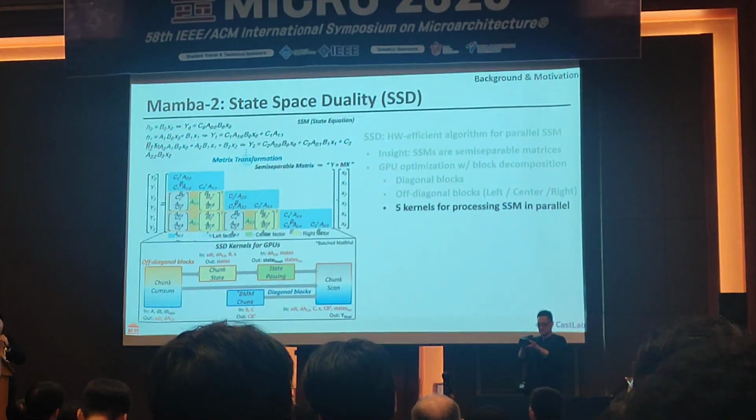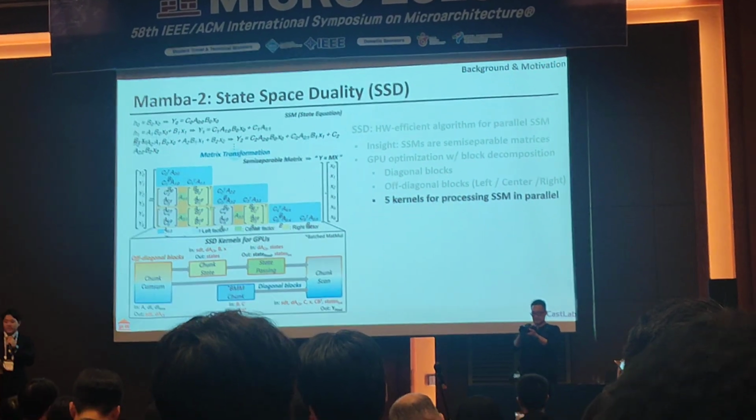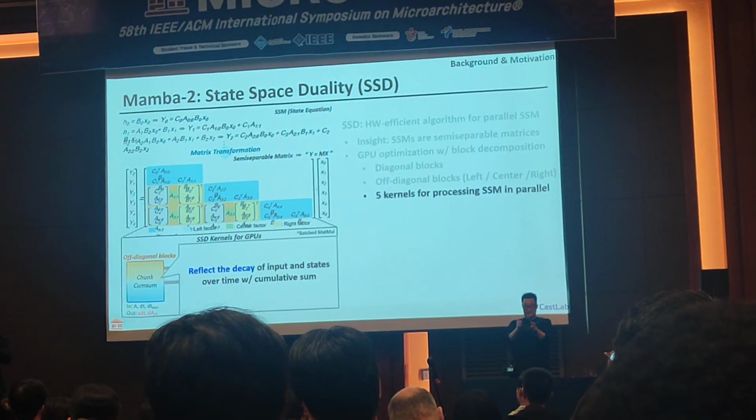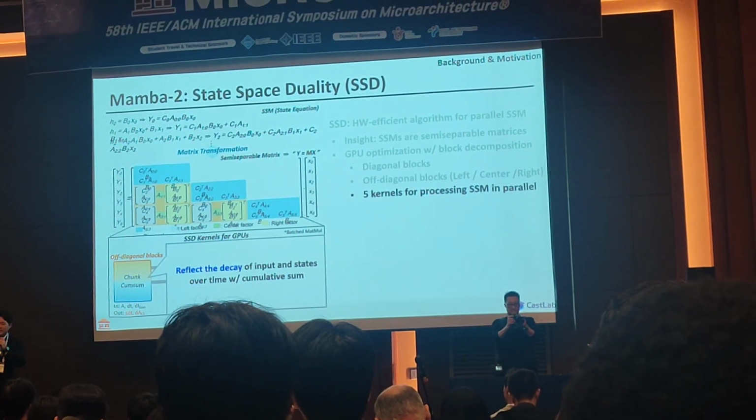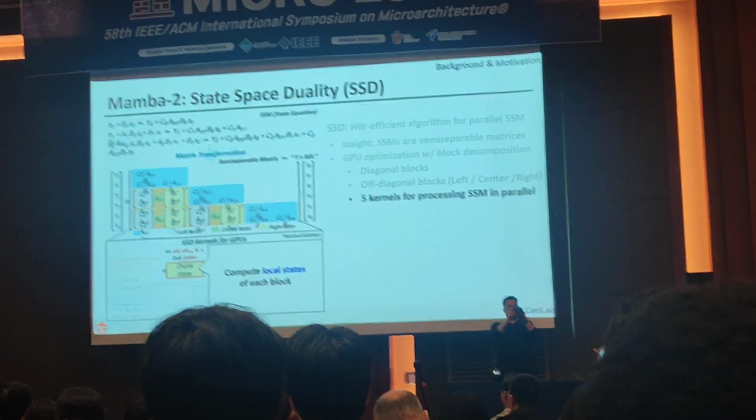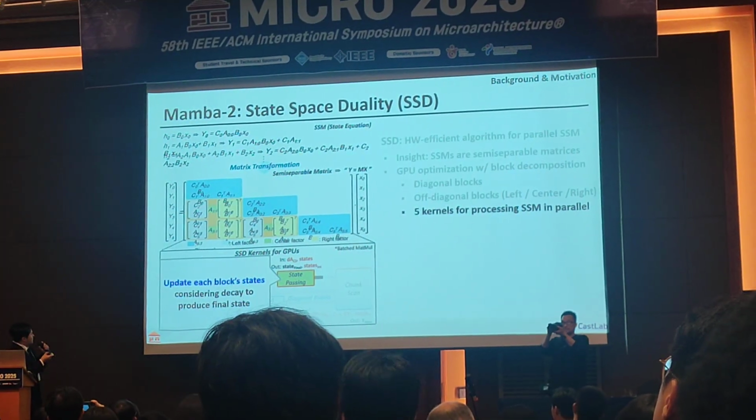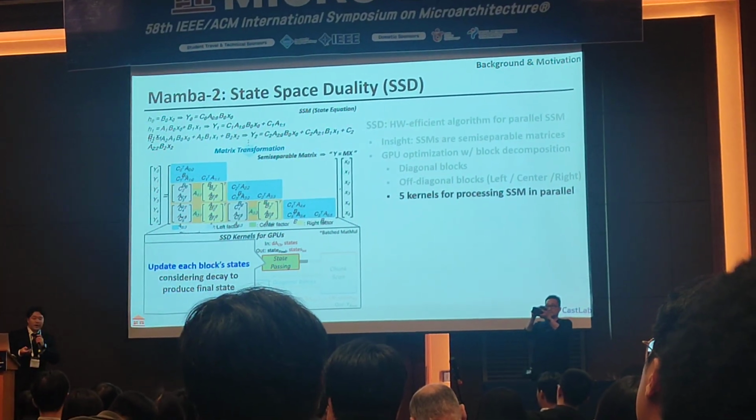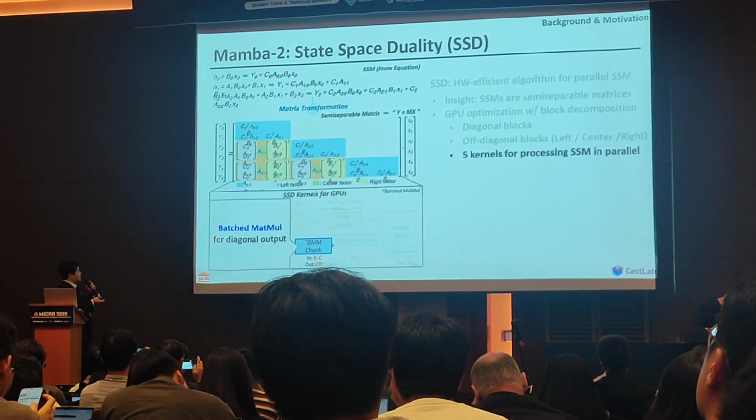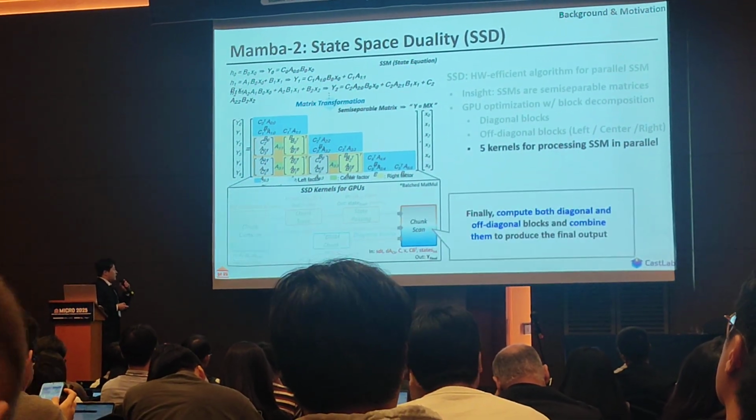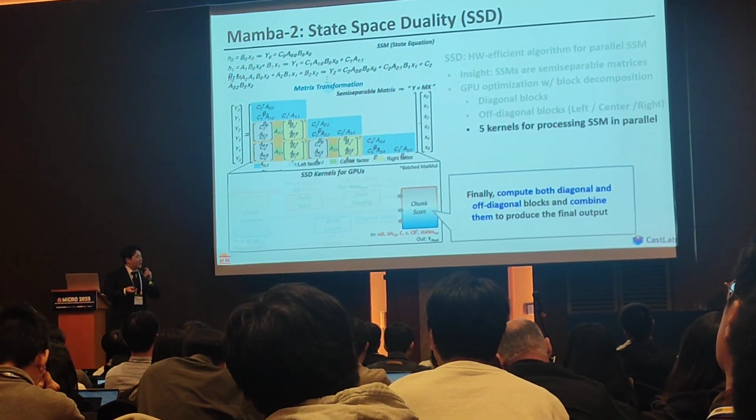For processing diagonal and off-diagonal blocks in parallel, SSD is implemented using 5 GPU kernels. First, the chunk cumsum kernel reflects the decay of input and states over time with cumulative summation. Second, the chunk state kernel computes local states of each block. Third, the state passing kernel updates each block's states considering decay to produce final states. And the BMM chunk kernel processes batch matmul for diagonal output. And lastly, the chunk scan kernel computes both diagonal and off-diagonal blocks and combines them to produce the final output.